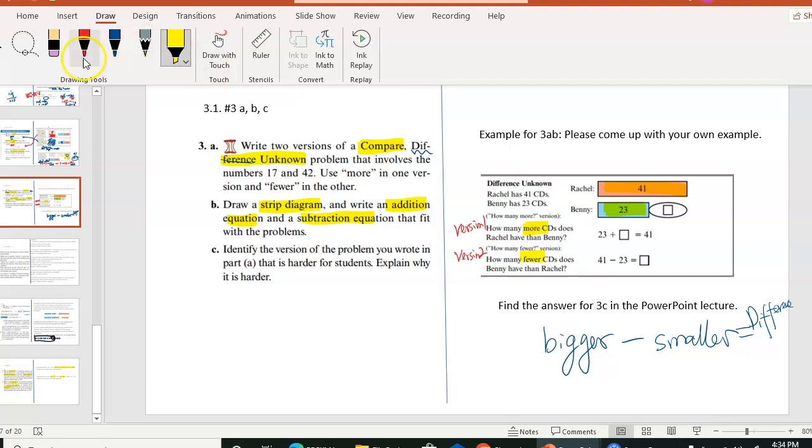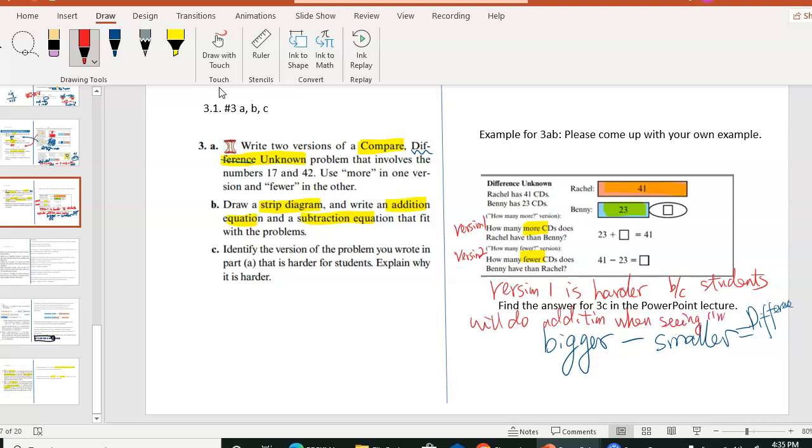So in this case, version 1 is harder, because students will do addition instead of subtraction when they see the words more than. But actually it's not correct, it's subtraction. If you give them the second version, they will do subtraction, so they actually get the correct answer.